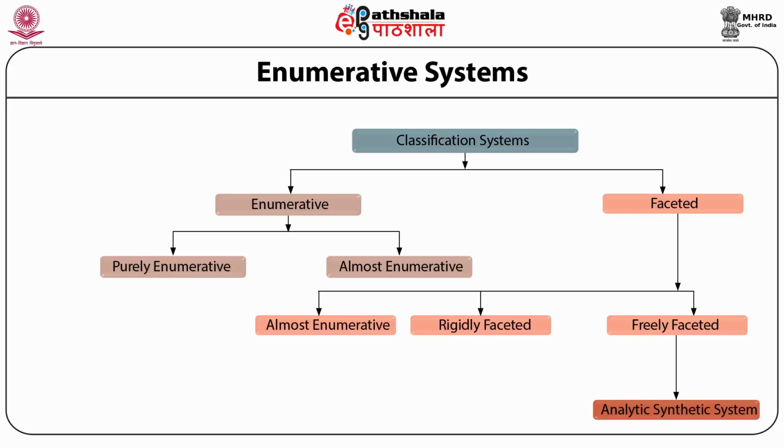Then it can be very clearly seen that the Bibliographic Classification, second edition, is an example of analytico-synthetic classification, and also the seventh edition of the Colon Classification is an analytico-synthetic classification.